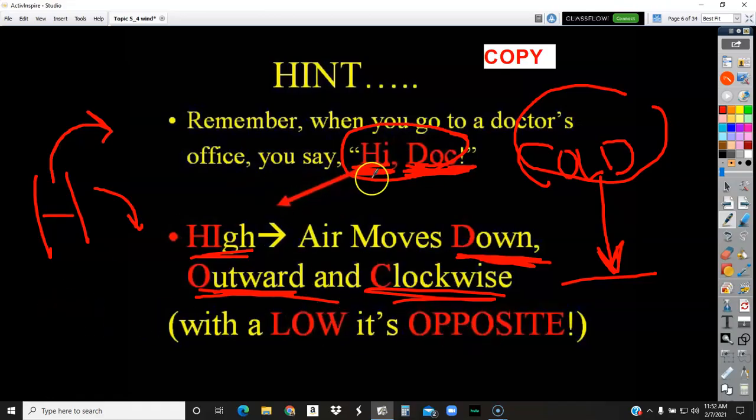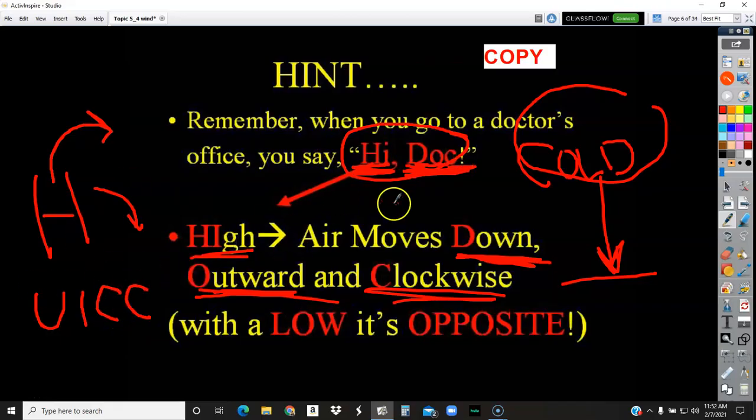So low pressure would be opposite of down would be up. Opposite of outward would be inward. That's I. And opposite of clockwise would be counterclockwise, which has 2 C's in it. Doesn't really work with a word because it spells Uick. So low is Uick, which really is nonsense. But if you remember, like I said, high dock, that'll help you to remember low pressure.